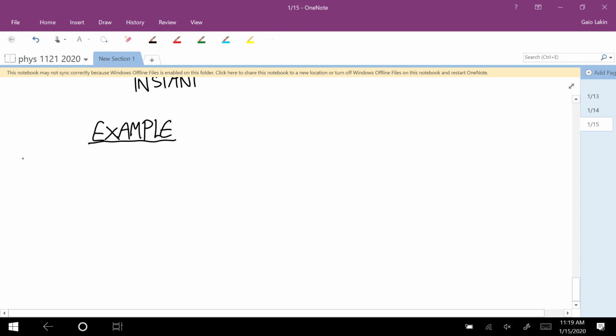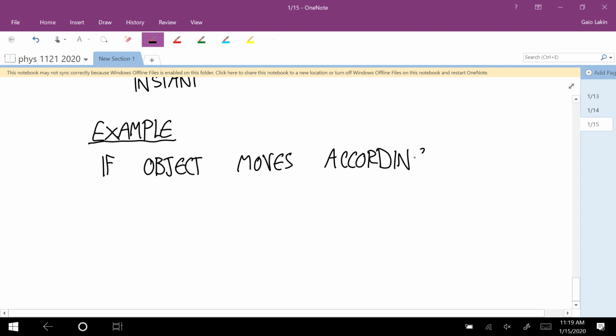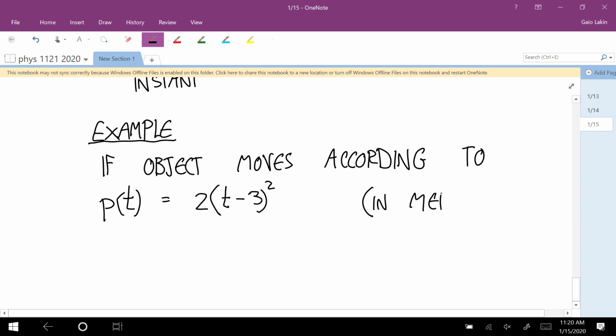So let's think of an example. If an object moves according to a position function of, let's say, 2 times (t minus 3) squared. Okay. And let's say this is given in meters.